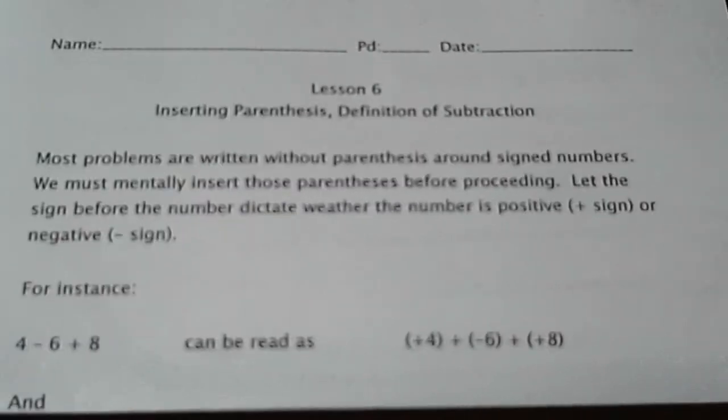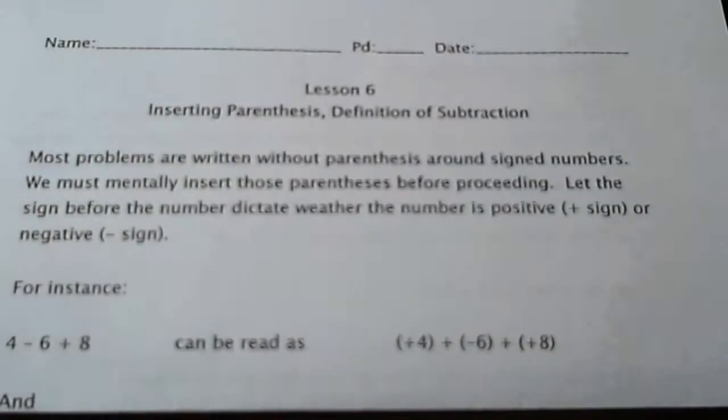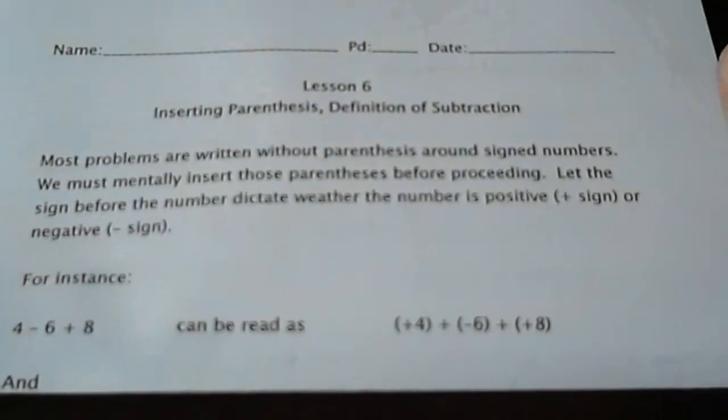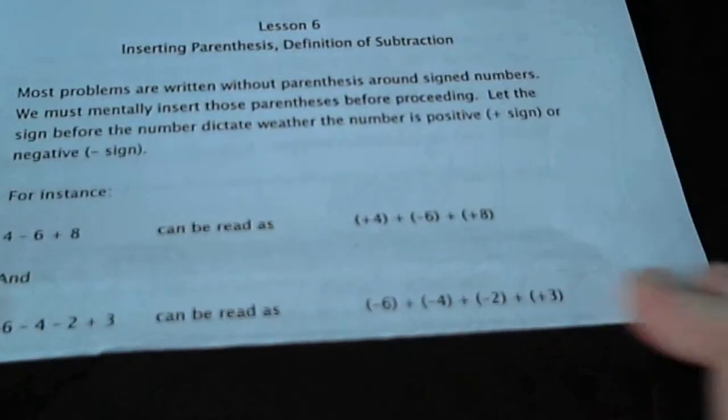Okay, we flipped over. We're now on the second half of lesson 6. The second half here is basically talking about changing signs on numbers and what you're allowed to do.